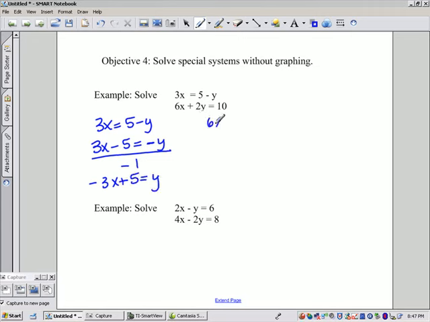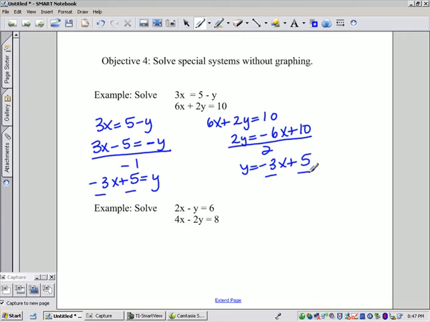Our second equation, 6x plus 2y equals 10, we subtract 6x and then divide everything through by 2. So we get y is equal to negative 3x plus 5. Well, notice we have the same slope and the same y-intercept, so which case is this? The one where we say they have dependent equations, which is where there are infinitely many solutions. That is because these are the same line.